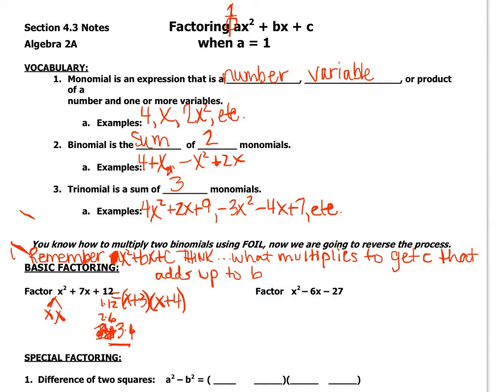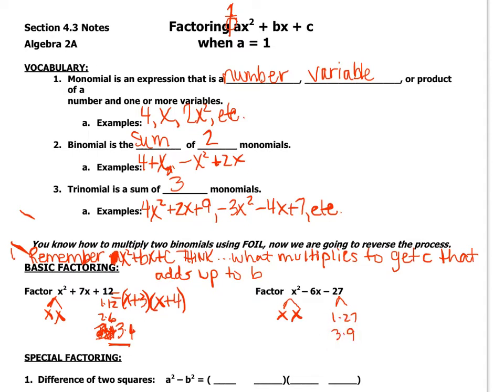So this next one, a good idea would be to pause it and try it. I'm going to do it in just a second here. Okay, this next one here, we're going to split it up into x times x. And then the last number, 27, I can think of 1 times 27, that gives me 27. 3 times 9 gives me 27. And notice that this is a negative 27. So one of these numbers has to be negative in order to multiply to give you a negative 27.